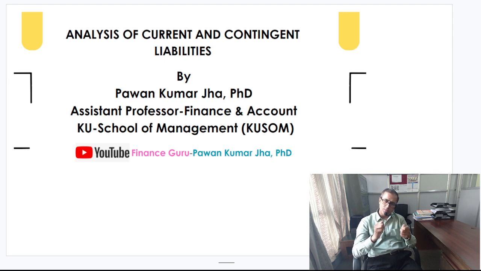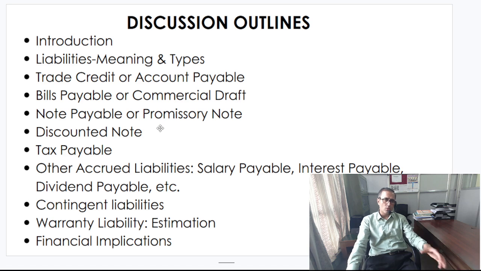When you are dealing with the production of a product and let's say there is a warranty attached, then in that case we have to estimate the product warranty, for example. That is simply an example of contingent liabilities. Now, based on this background, let's move to what we are going to discuss today.